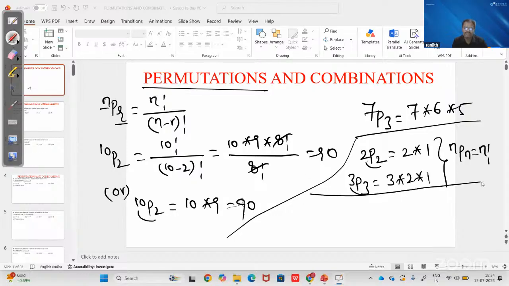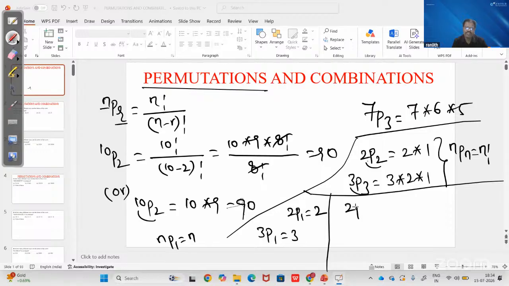Next. 2P1 will be equal to 2. We are decreasing only one term, that is 2 only. 3P1, we are decreasing only one time, it is 3 only. So nP1 equals n.